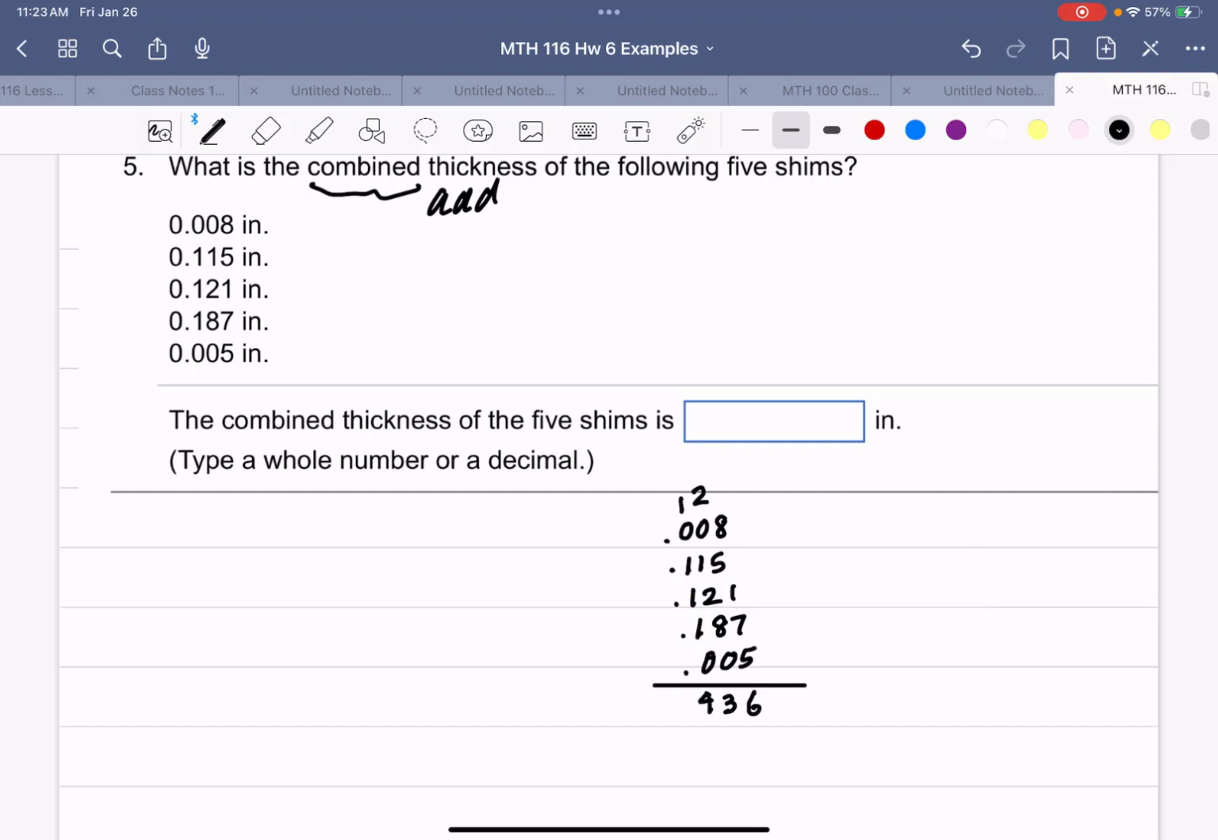And my decimal point comes straight down. And notice I didn't write the 0 in front. It's not required, but it is better format to do that. So 0.436 inches is the total thickness of the 5 shims stacked on top of each other.